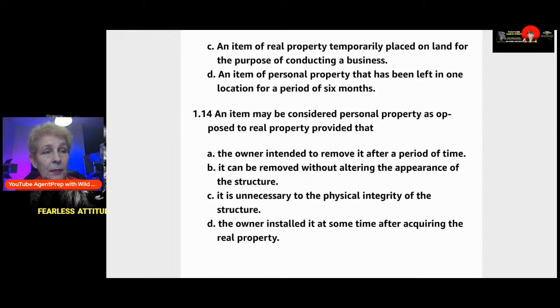And it is not B. Okay. The answer is actually A. The owner originally intended to remove it after a period of time. So consider an item that is considered personal property as opposed to real property. So you've got picture frames. You put a little nail on the wall and you hang picture frames, accessories or things like that, are personal property. A fence that just sits on top of the land, but it's not dug into, it's not attached, no concrete, no posts that are permanent, then it is personal property.